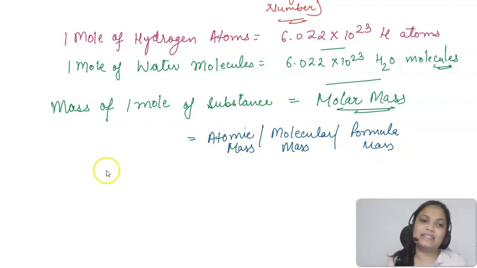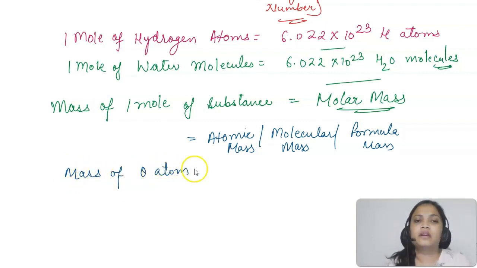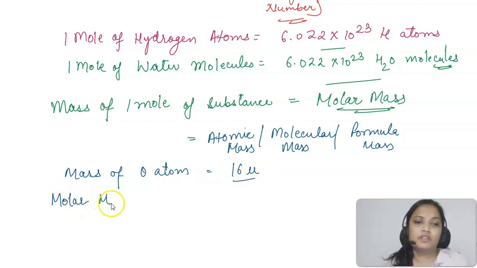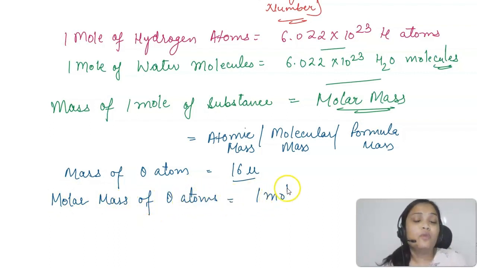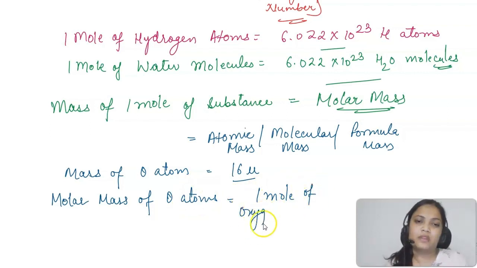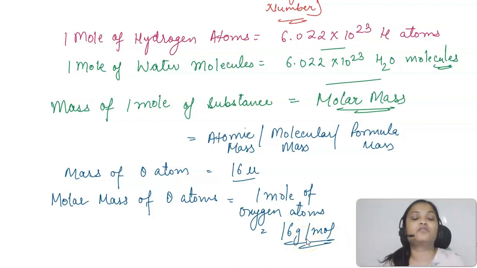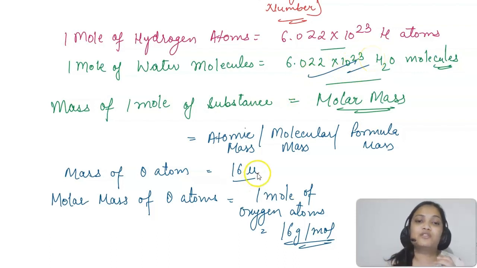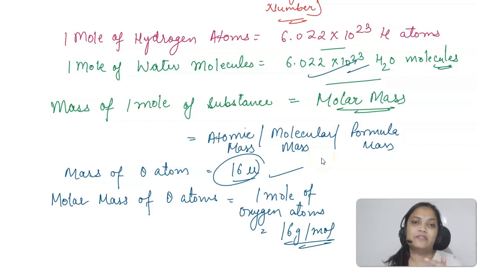Okay, let me give you a very simple example. What is the mass of an oxygen atom? It is 16 u, right? Now if I ask you the molar mass of oxygen atoms, meaning the mass of 1 mole of oxygen atoms, that is going to be what? 16 gram per mole. Okay, 16 gram per mole will be the molar mass of oxygen atom. So it's the mass of actually 6.022 into 10 to the power 23 oxygen atoms. And this is the mass of one oxygen atom. Okay, that is the difference.